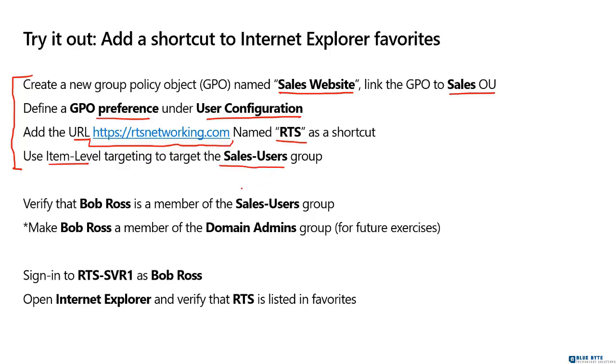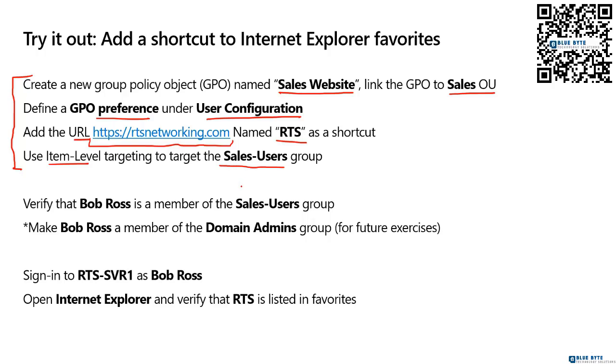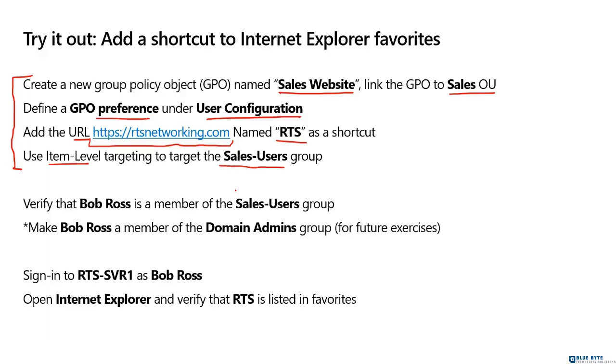So we should know what this actually does. When I create the GPO and the GPO is linked to the sales OU, it applies to objects only under the sales OU. So if I do this under user configuration, at that moment, every user in the sales OU would actually have that rtsnetworking.com apply. But once I filter it to the sales users group, now your user account still has to be under the sales OU, and you have to be a member of the sales users group. Both of those things must be true. So that's what we're doing in group policy itself.